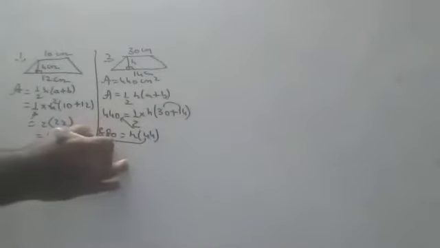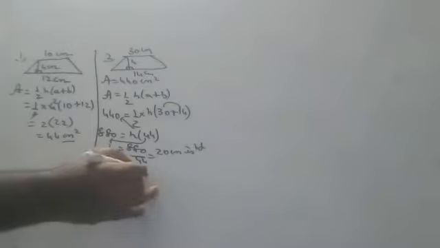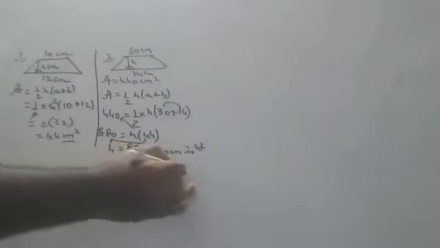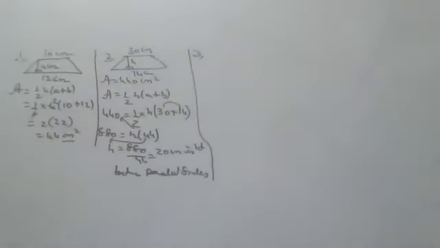30 plus 14 is 44. Here it is into, so here it comes down. H is equal to 880 by 44. How much is this? 20 centimeters is the height between parallel sides. Like that you should do. If you do, you'll understand.